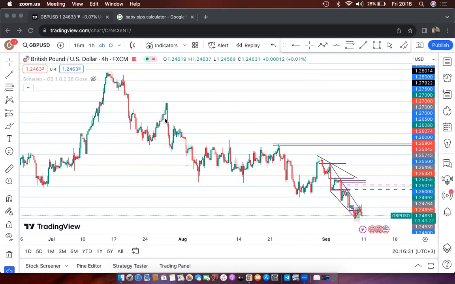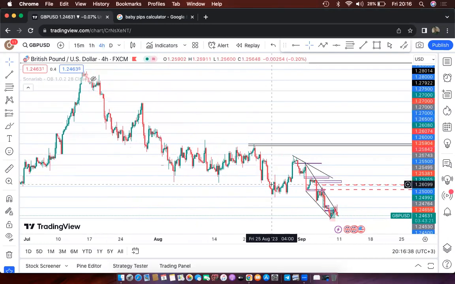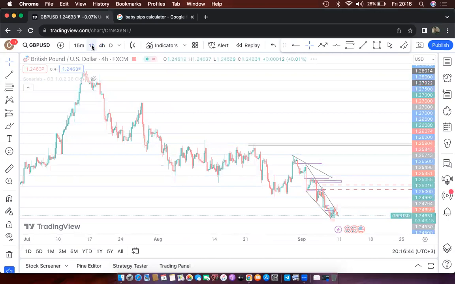Now, this is the 4-hour time frame of GBP/USD. We all see that GBP/USD is in a solid downtrend. It's in a solid downtrend. So this week was just a sell week, as we all know. So what trades did I take in there?